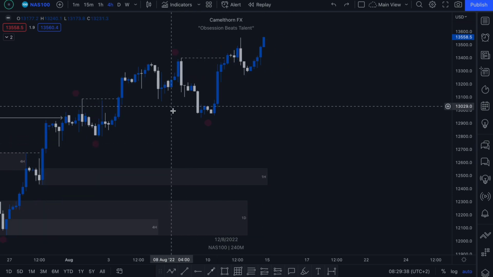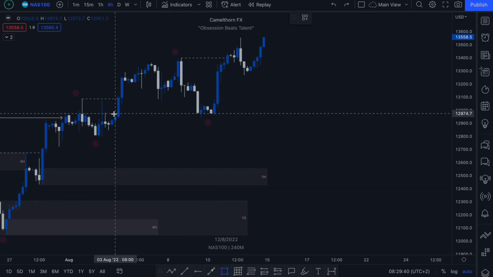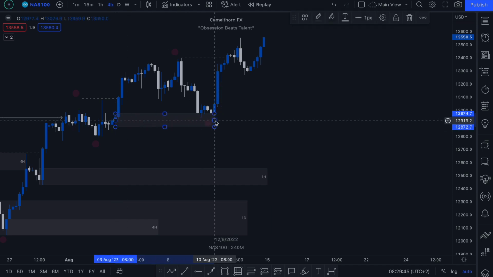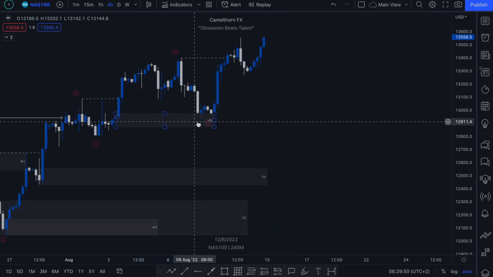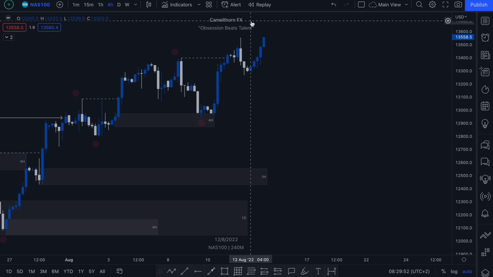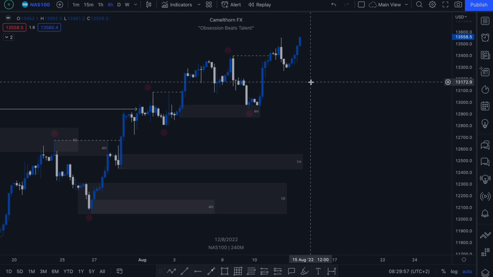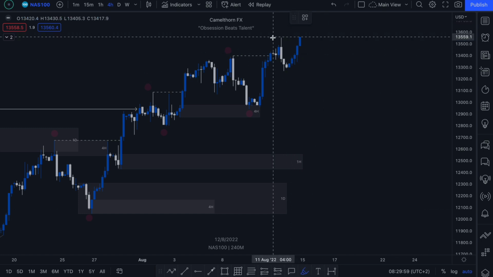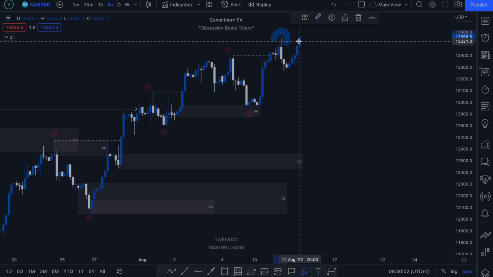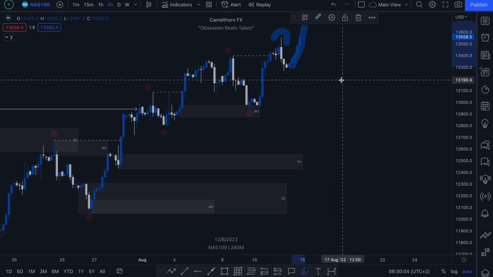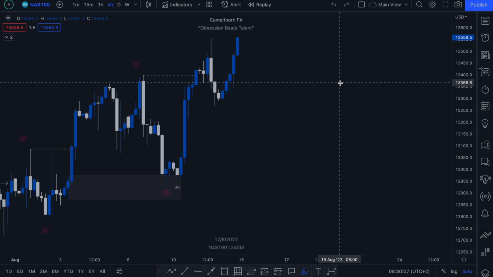Okay, so we can see that in here we had a very nice mitigation and reaction from this particular 4-hour demand. Okay, now this low in here did its job and it broke structure to the upside. At the moment, we are waiting to see whether or not this is our confirmed high or whether price action is going to continue even higher. Now, this is where premium and discounted pricing will sometimes cause you to miss trades.